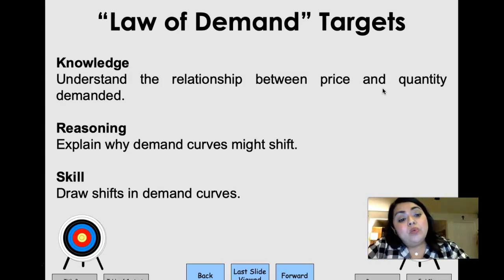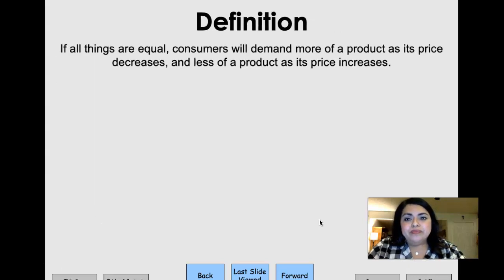And then the graphing that we're going to do, the way that we graph and track demand, is called a demand curve, this right here. So we're going to look at those, and we're going to look at why sometimes they shift, in other words, there's a decrease or increase in demand. Okay? All right.